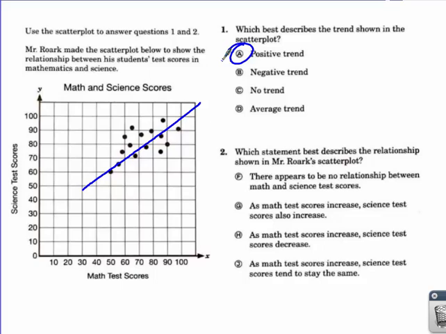So with that in mind then, number 2 says, which statement best describes the relationship shown in Mr. Roark's scatter plot? So F, there appears to be no relationship. Well, we know that's not true because there is a relationship. As the math test scores increase, the science scores also increase. G, math scores increase, science scores increase. H, math test scores increase, science scores decrease. No, that's not it. J, as math scores increase, science scores tend to stay the same. No, that's not either. So the correct answer is G. As one increases, so does the other.